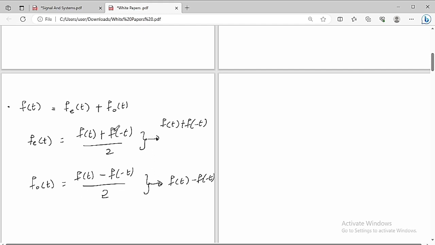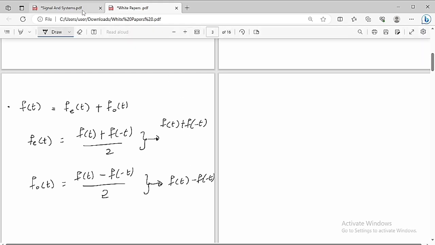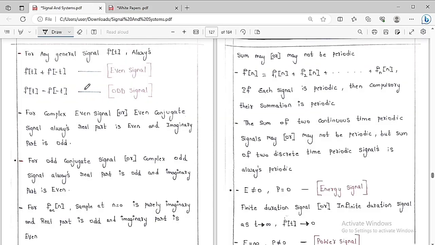So for any general signal f of t, f of t plus f of minus t is always an even signal, and f of t minus f of minus t is an odd signal. This is an important point.